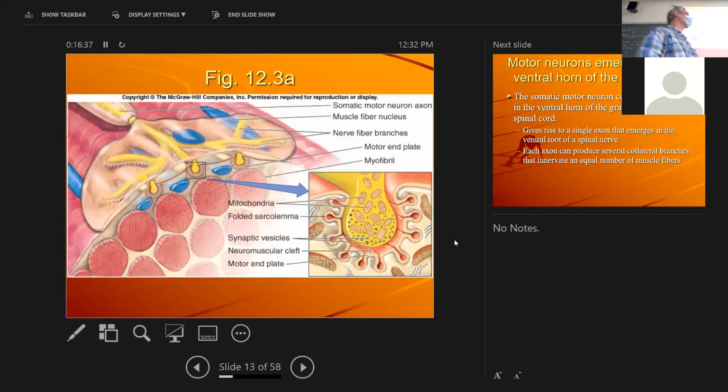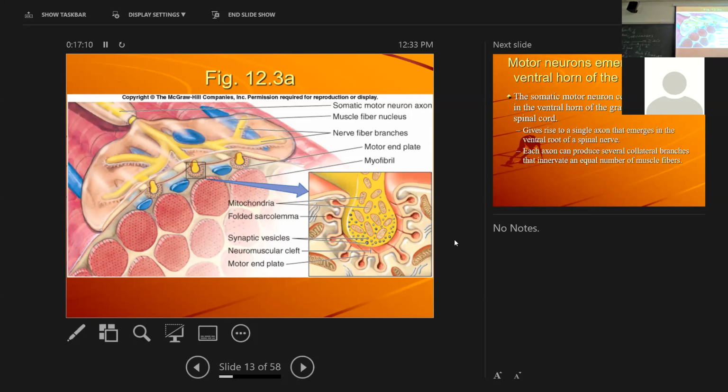So here it is in cartoon. And you can see here, again, you have an indentation. Also, the membrane at this motor end plate of the muscle cell is very highly ribbed, very highly folded. That increases the surface area that will be in close proximity to this motor neuron terminus.